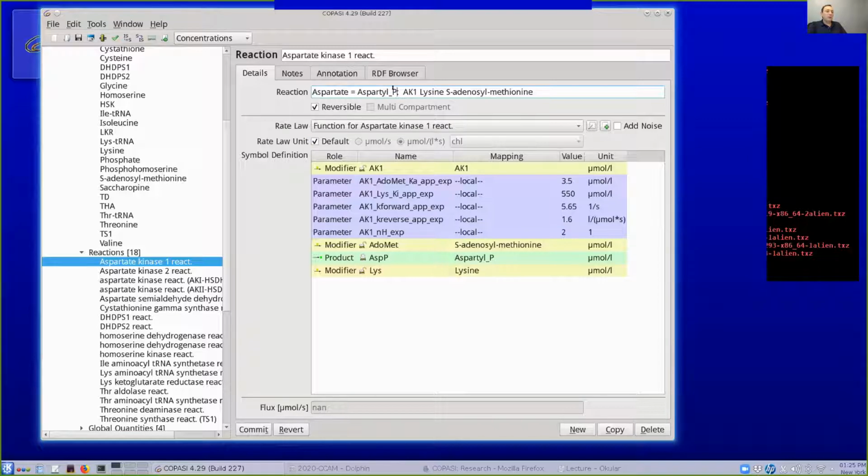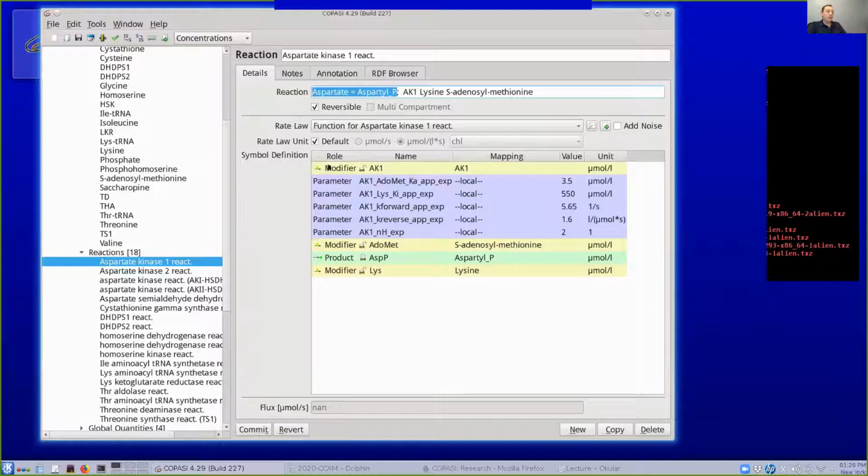After the semicolon, you may ask, what is that? The semicolon is just to indicate that after this comes a list of substances that affect the rate of reaction, but they don't take part in the reaction. So all these three things here, AK1, lysine, and S-adenosylmethionine are substances that affect the rate of this reaction, but they don't take part. They're not converted, so they're not aspartate or aspartyl phosphate. And they actually do appear here, as you can see, S-adenosylmethionine and lysine and AK1.